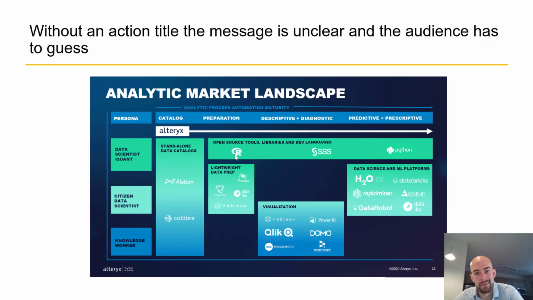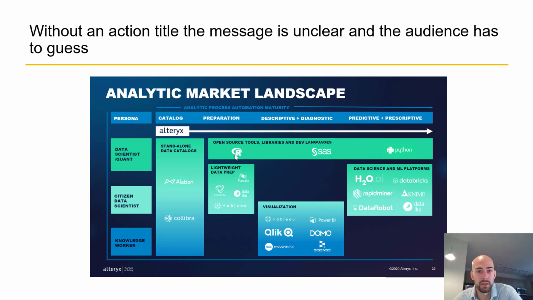What I want you to take away from this section is to be crystal clear on your slide's message and make sure that your audience goes away with that message. Next, I want to show you a couple of examples, what not to do and what to do in terms of your slide's message, how to be crystal clear and how to convey your message. Like I said, compelling slides have in common that they're clear on the slide's message.